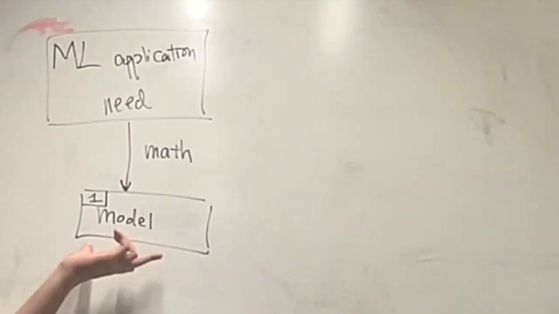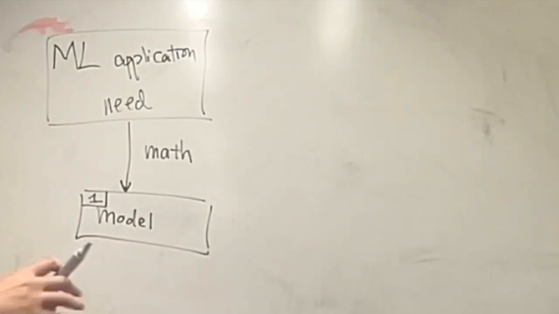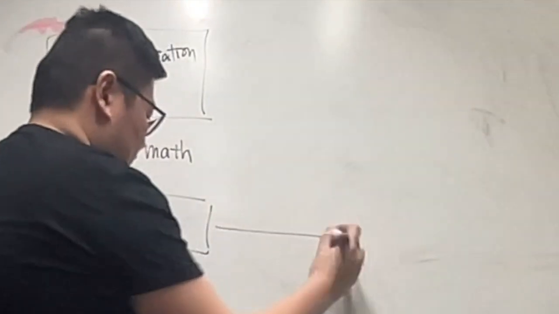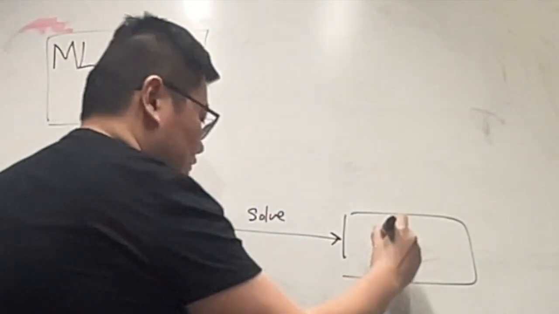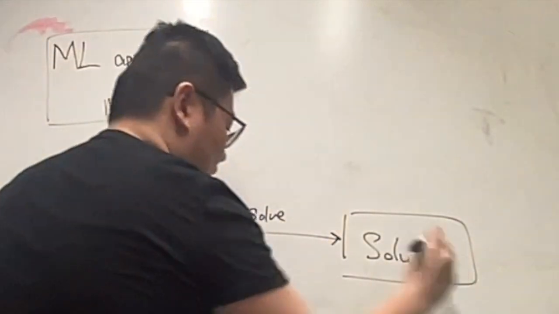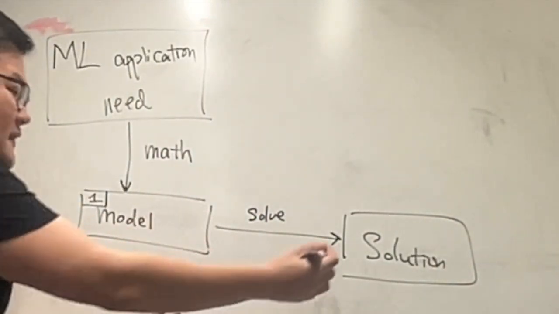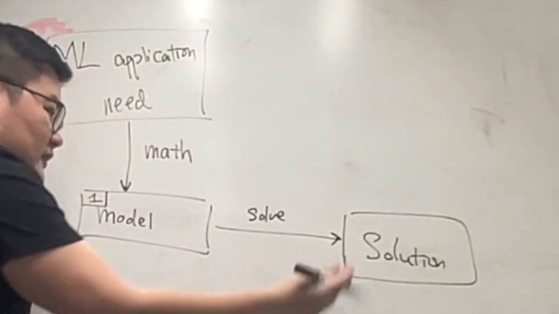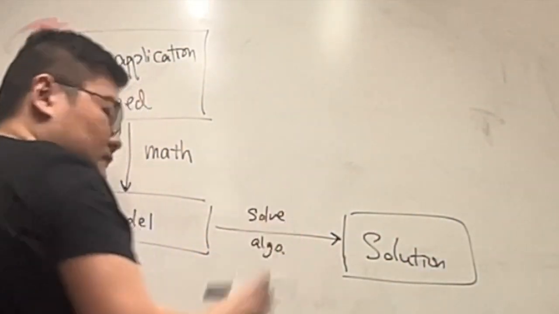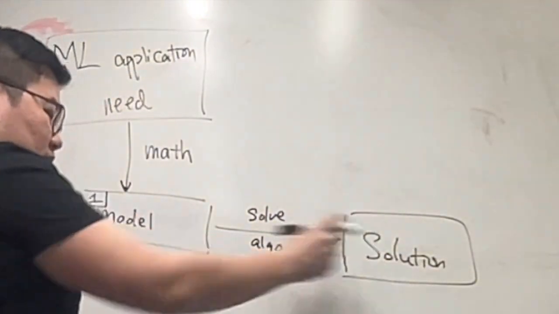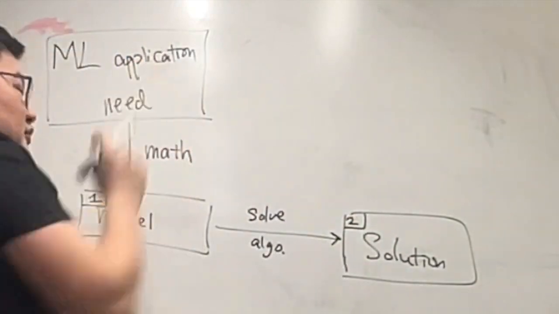After we have step one, what's step two? Step two is how we are going to solve this model. We solve this model, then we will get a solution. Because this is a math model, the solution here is not necessarily the solution of the original problem. We can call this an algorithm. We solve this, we get some solution. This solution is a solution for this model, not necessarily for the machine learning application.